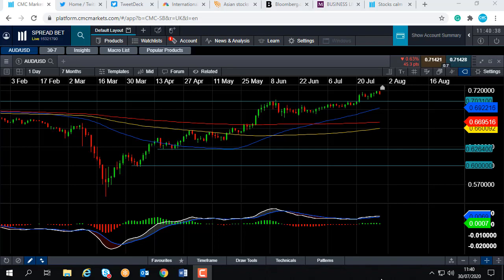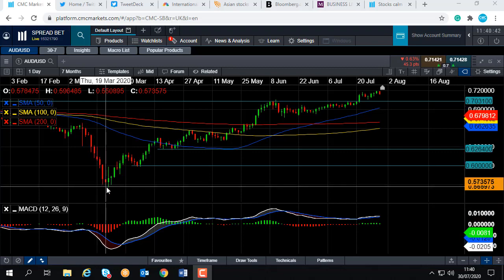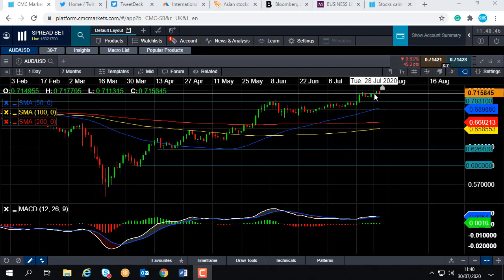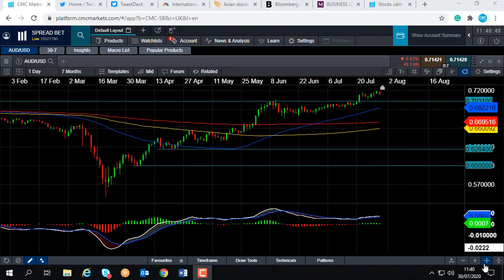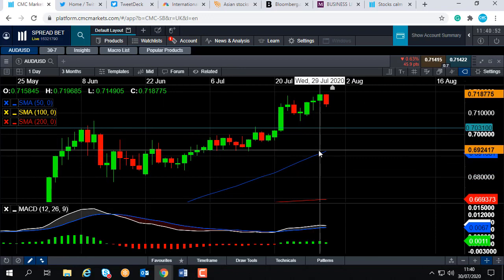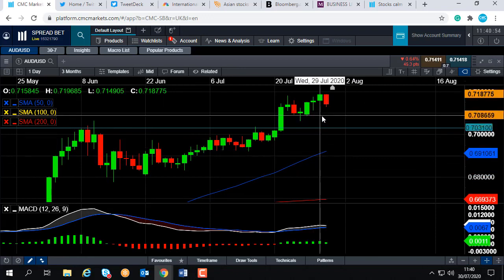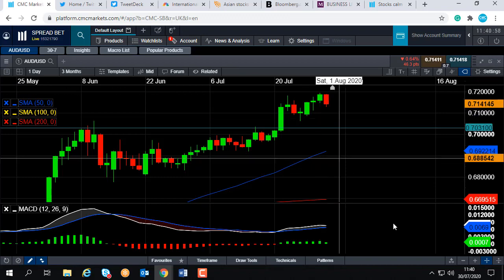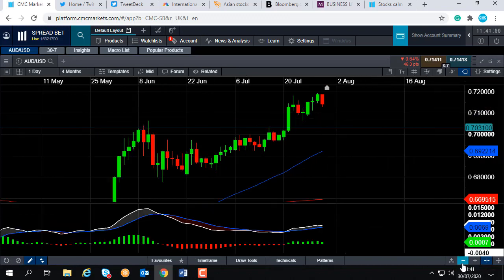On this week's Chart of the Week is the Australian dollar versus the US dollar. If you take a look at the wider trend, from late March up until now, we can see it's been a nice upward trend. In fact, yesterday, the Australian dollar, US dollar, hit its highest level since April 2019. So it's clearly in a strong and very much bullish upward trend.